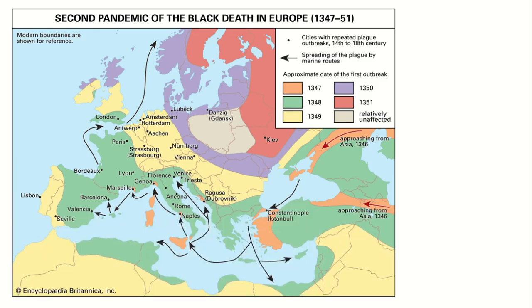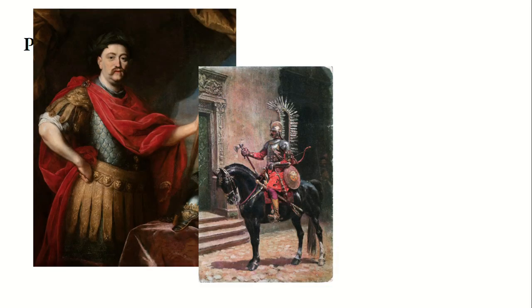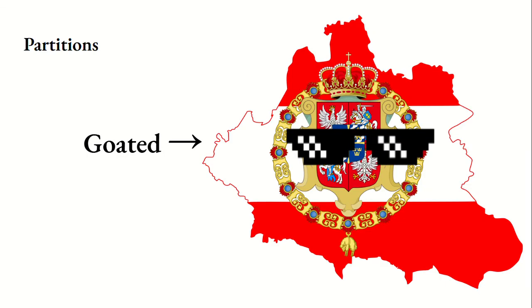Now, the next major part of Polish history is the partitions. But before we talk about the partitions, we're going to go back a little bit. As you can see, this map is roughly what areas were affected by the Black Death Plague. Poland right there was almost entirely unaffected. And if we add the Siege of Vienna to this, we can see that Poland is goated.